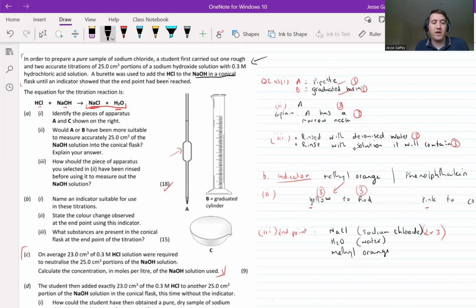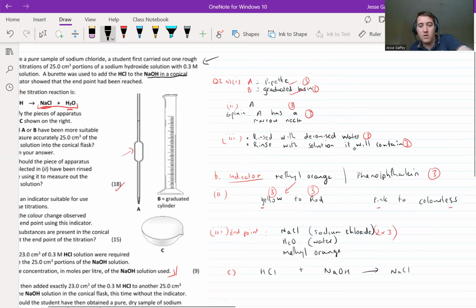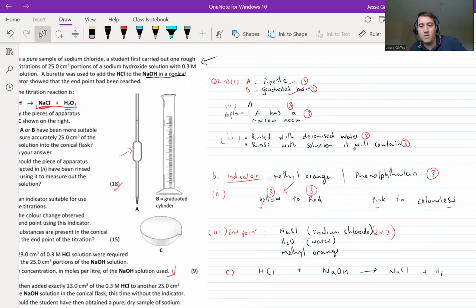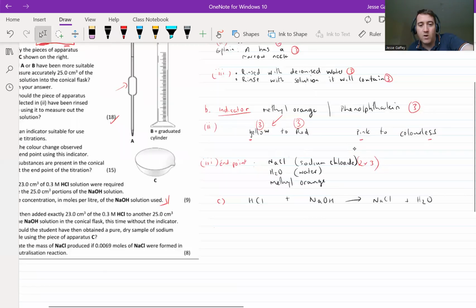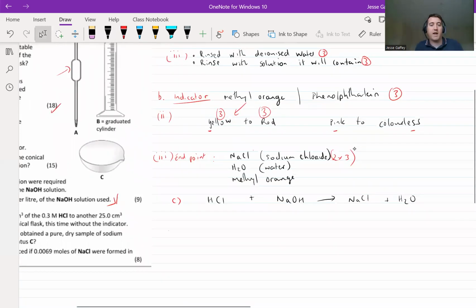Okay, the next step here is for us to write out our balanced equation. So let's go part C here and write out your balanced equation. Do that now, please. Okay, so your balanced equation is HCl plus NaOH, and that reacts to give NaCl plus H2O. And what we want to know is what is the relationship between the HCl and the NaOH here.